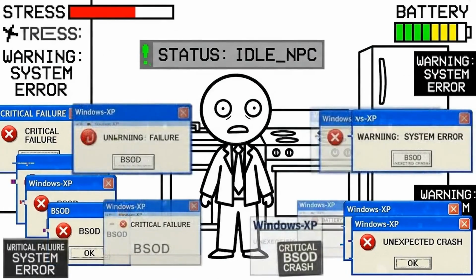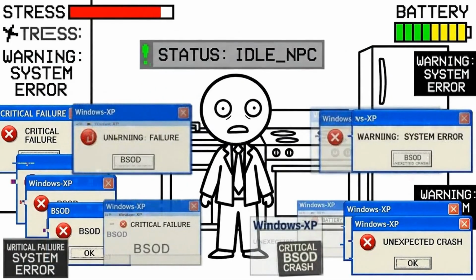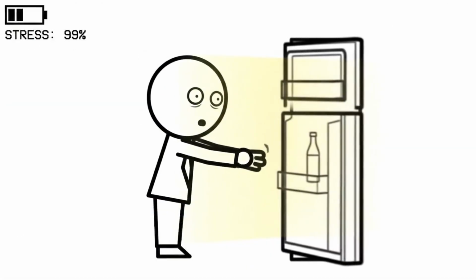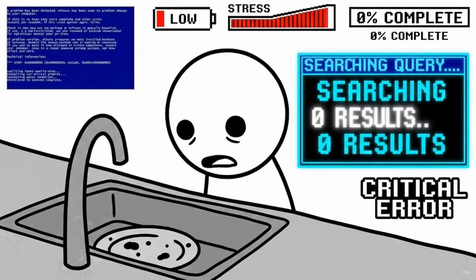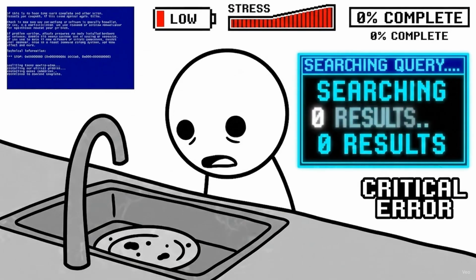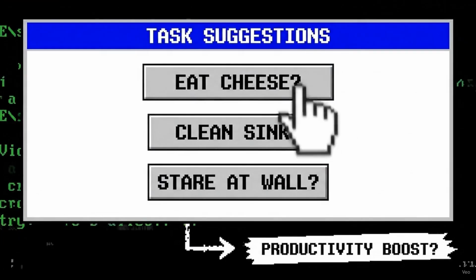You are now soft-locked in the middle of your kitchen, standing like an unassigned NPC. You look at the fridge. Does it hold the answer? No, just expired milk. You look at the sink. A plate from yesterday mocks you, but it doesn't trigger a memory recall. The primary objective is gone.